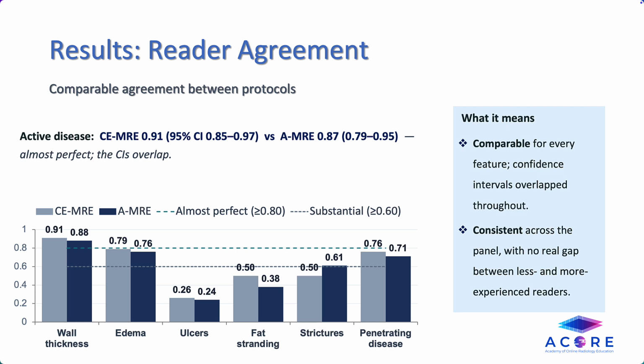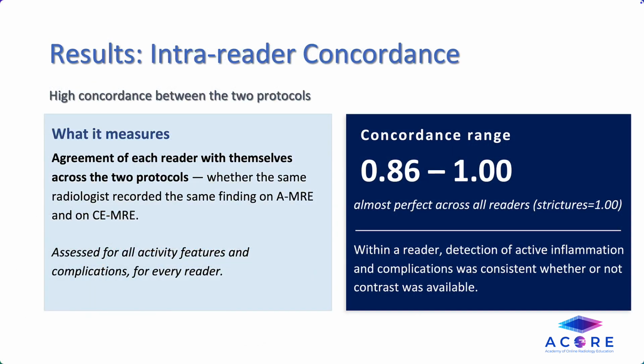The chart breaks it down by feature. Agreement was almost perfect for wall thickening, substantial for edema and penetrating disease, and lower for ulcers and fat stranding. The ranking was the same in both protocols, and neither scored meaningfully higher on any feature. That was agreement between readers.